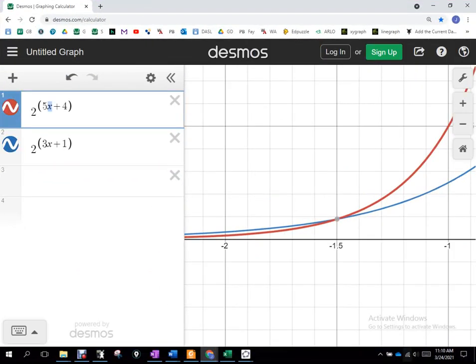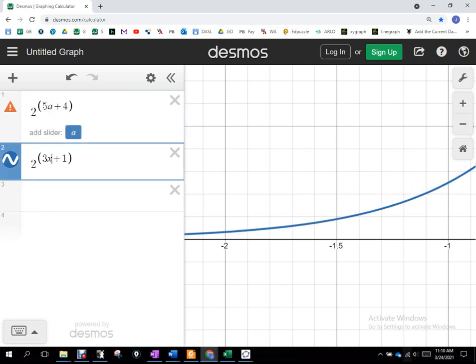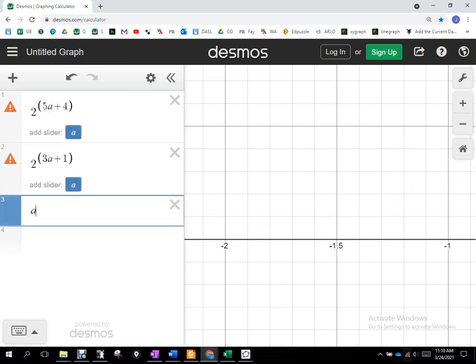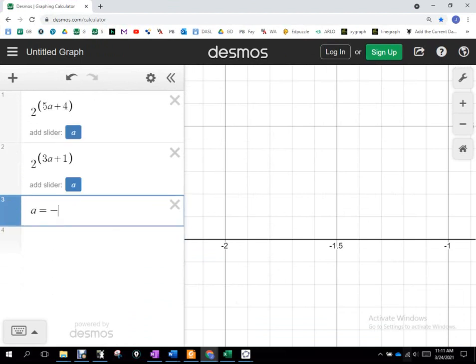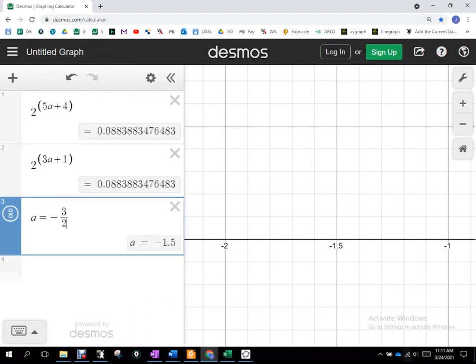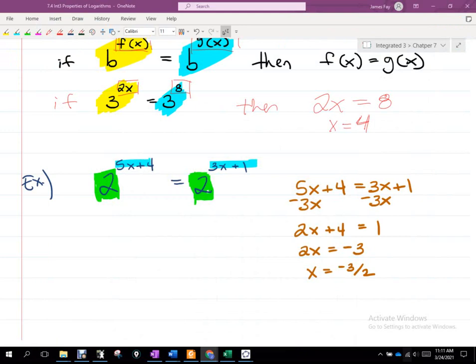Or you can do it this way. Instead of using x, I can call it a, and then say a equals negative 2/3. Negative 2, or sorry, it was negative 3/2, my fault. Negative 3/2. And now you see that they evaluate to give me the same y value of 0.088. That can be a way that we could check to see that we've done it correctly. Does that make sense? Questions on that format? Looks pretty straightforward.